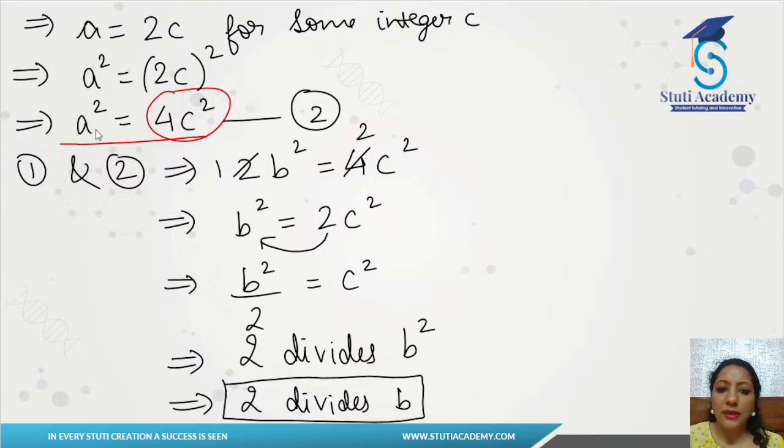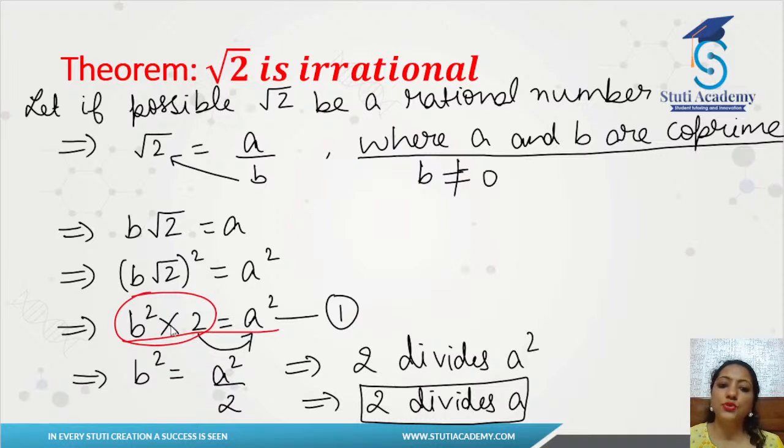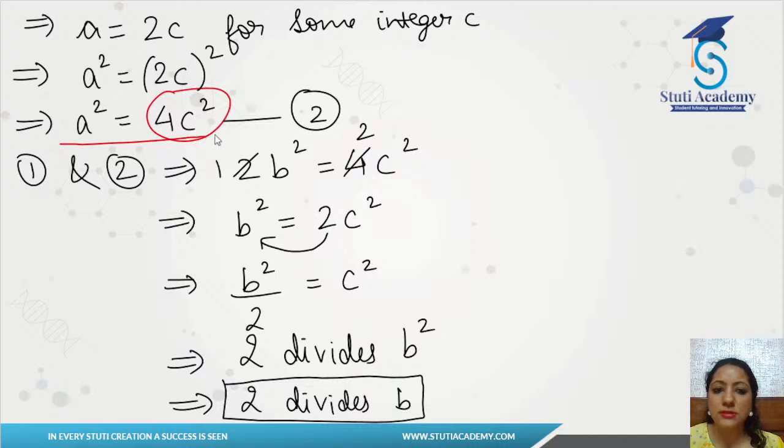Now please observe, a square is equal to 4c square. Also, a square is equal to 2b square. So we are going to equate 2b square and 4c square, since they are both equal to a square. So we have 2b square equal to 4c square. We can cancel out this 2 and 4, so we'll get b square equal to 2c square.